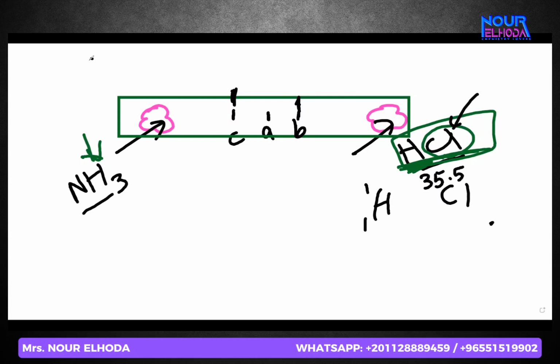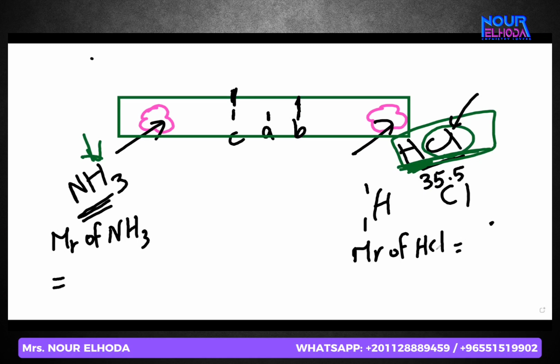Check with me. You can check MR. What do I mean by MR? The molecular mass of both compounds. What is the mass of both compounds? Here I'm going to calculate the MR of ammonia. Here I'm going to calculate the MR of HCl. What do I mean by the MR of ammonia and HCl? I mean their mass. What is the mass of HCl as a whole? And here, what is the mass of ammonia as a whole? Okay, how will I calculate it?